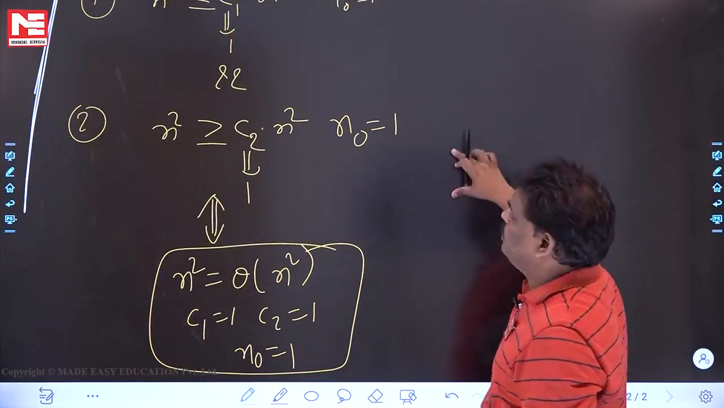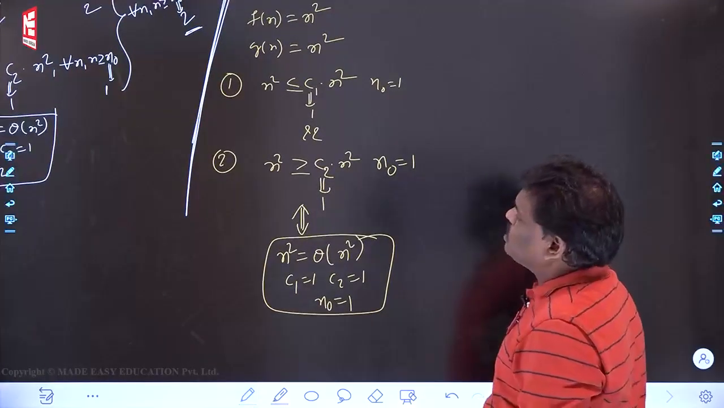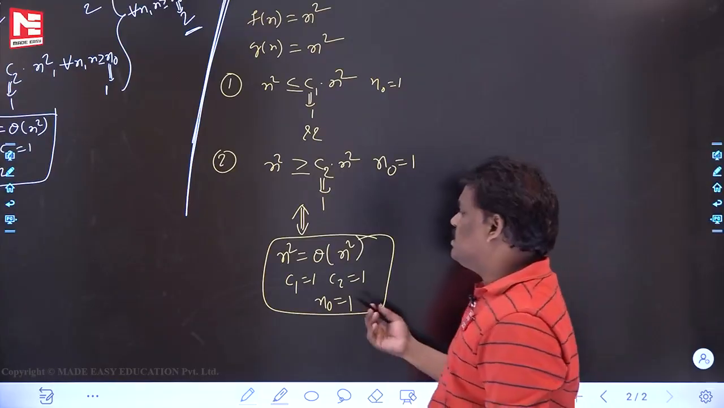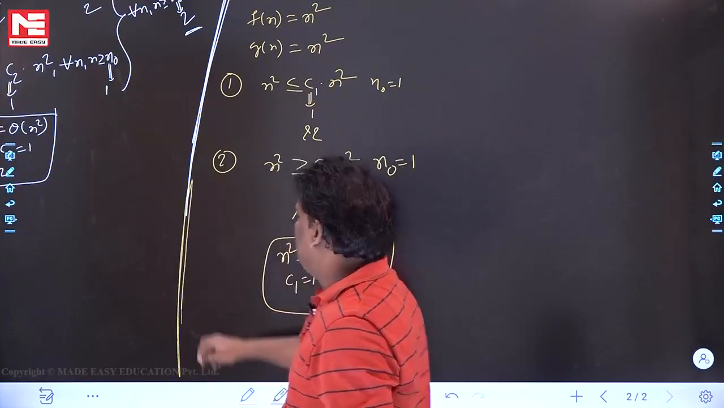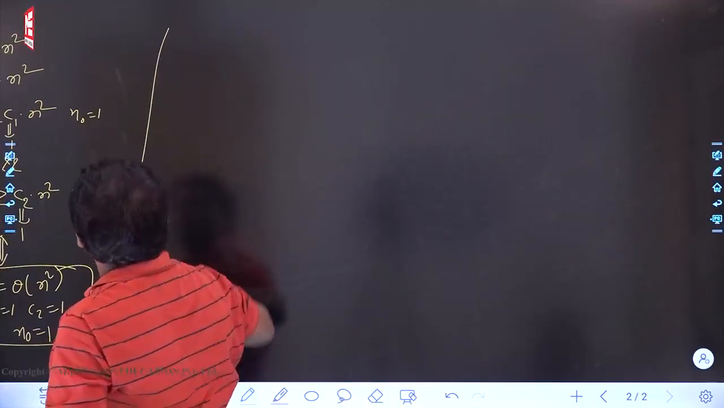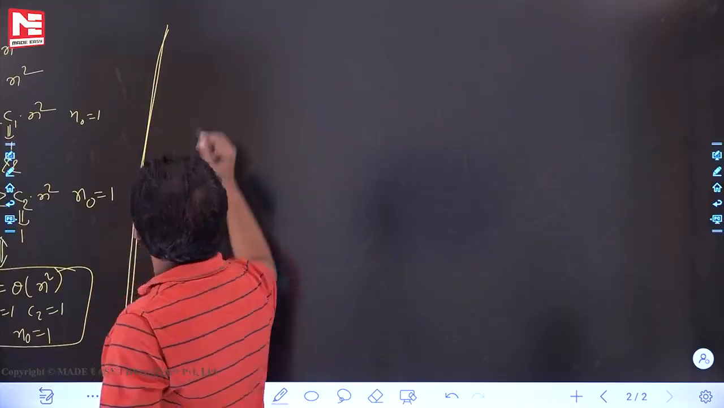That is the third example. See carefully. It is the given one. f of n square, g of n square, big O possible, omega possible between them. Then I can say theta possible. Fine. Let's go to the next one. Last example for theta, please take care of this also.